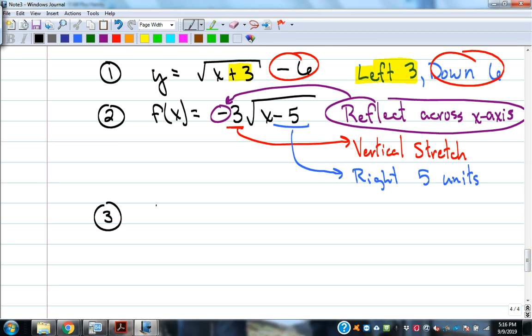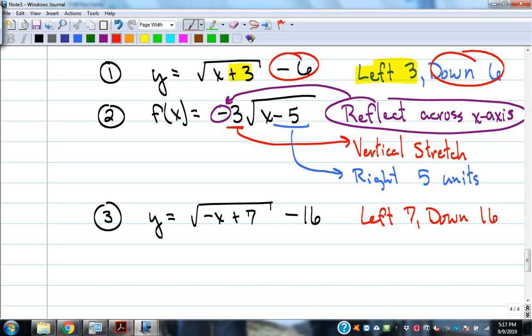Let's say we had y equals the square root, and let's do -x plus 7, and then -16. There are 3 things that are happening here. Yeah, so far. So left 7, down 16. That's right. There's one more thing happening. Very good. Reflect across the y-axis.